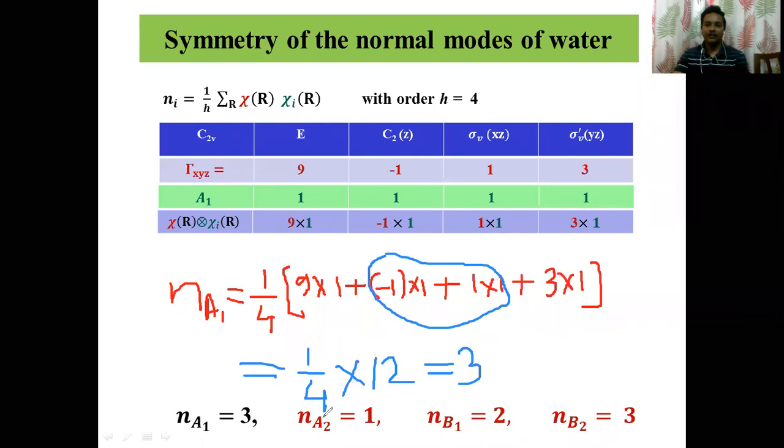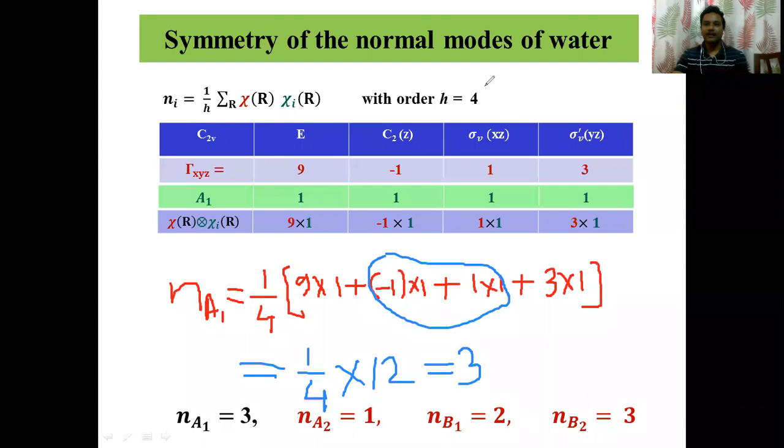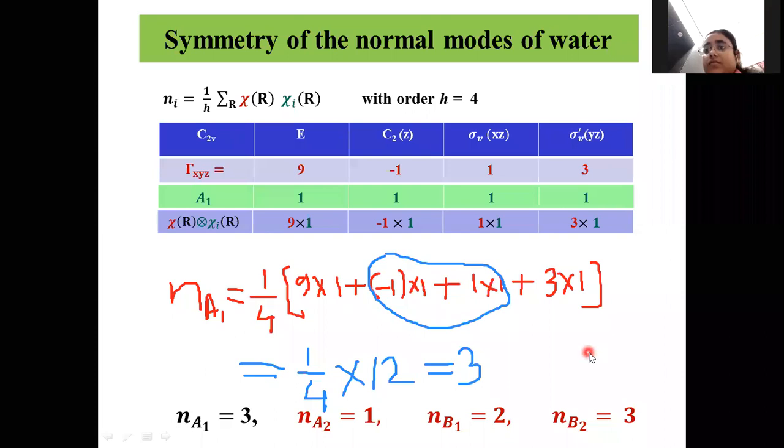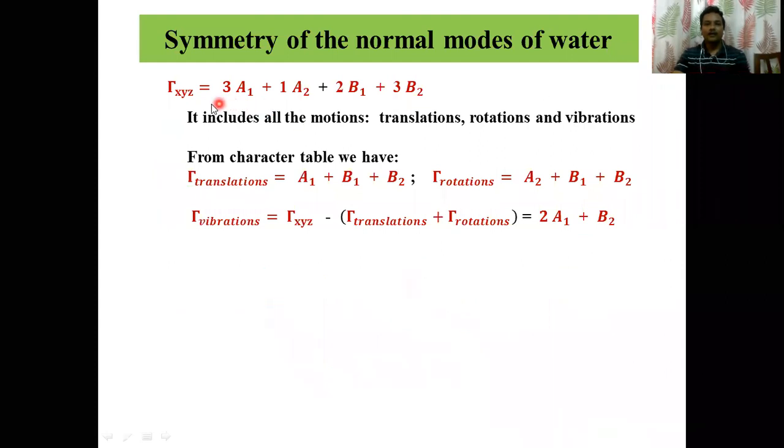Now if I do this in exactly the same fashion, I go for A2, sorry, N A2, which is going to be 1. If you calculate like this, then N B1 is going to be equal to 2, and N B2 is going to be 3. So the total representation is 3A1 plus 1A2 plus 2B1 plus 3B2.